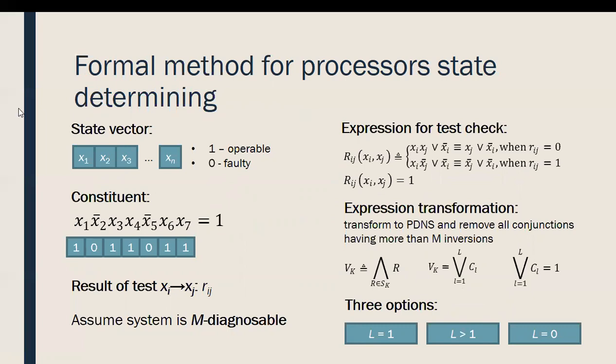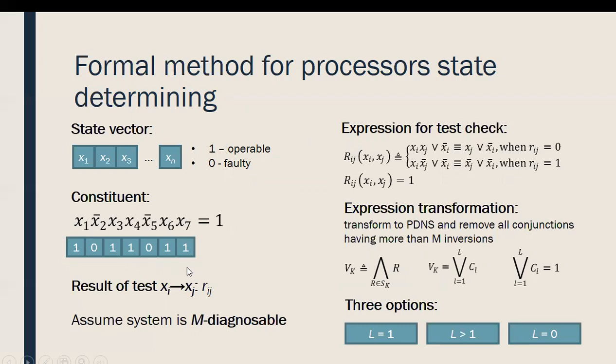Let's consider the so-called state vector of the system. Its elements are Boolean values corresponding to the state of each processor of the system. The value 1 corresponds to the operational state, and the value 0 corresponds to the faulty state. Let's denote these values as variables x1, x2 and so on. So here will be variables.